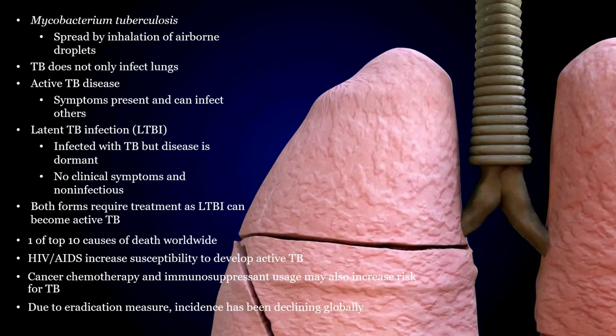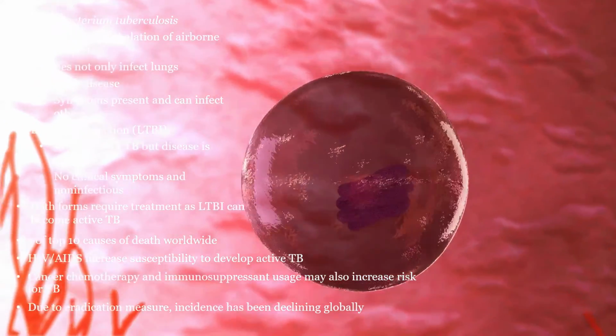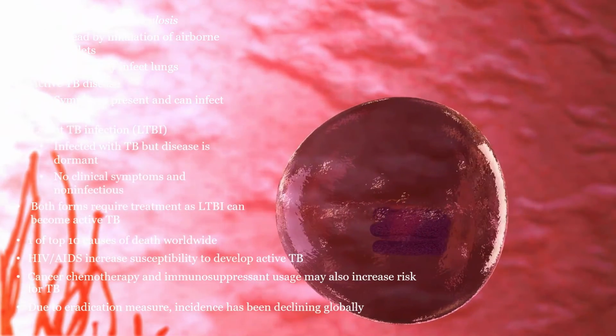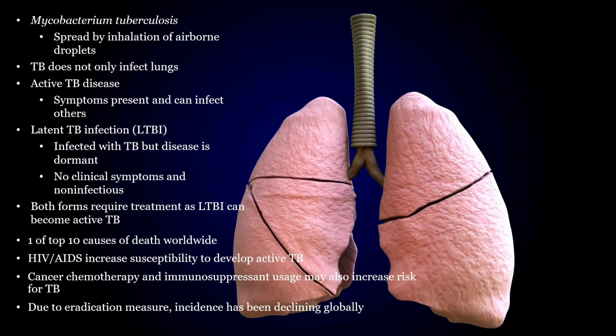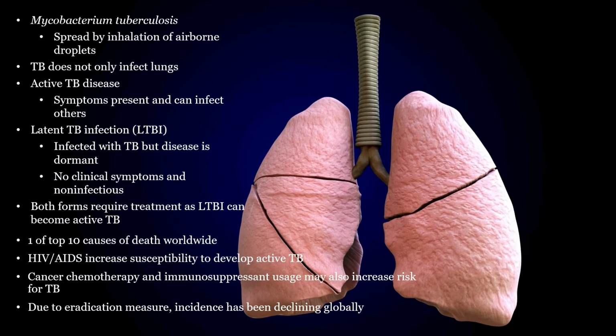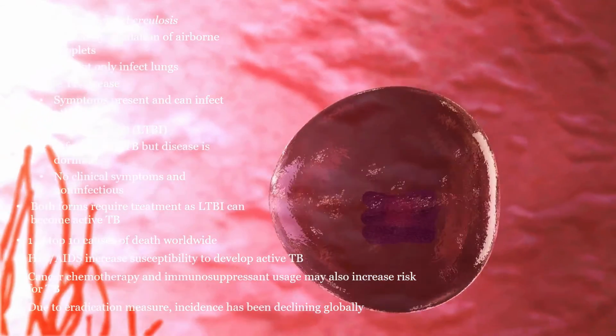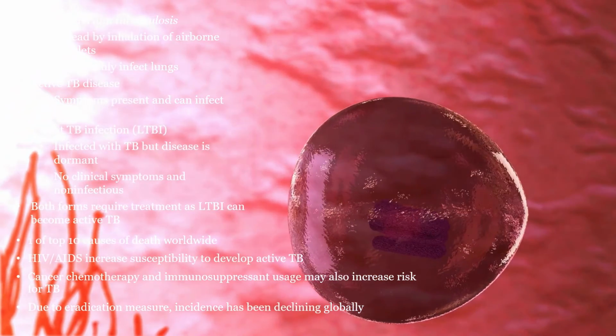TB, or tuberculosis, is a dangerous infection that can lay dormant for years. The bacterium Mycobacterium tuberculosis is the cause. It is easily transmissible through respiratory droplets. It is an aerobic bacteria and lives in the lungs, but can also travel to other areas of the body.